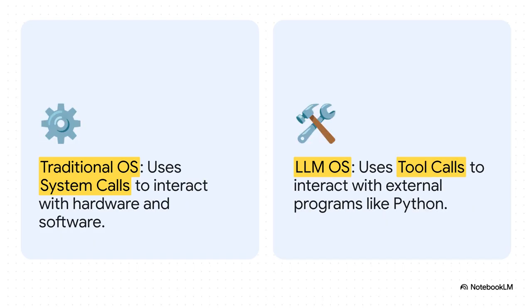But this is where the analogy gets really powerful for us engineers. A traditional OS uses system calls to talk to hardware and other software, right? Well, the LLM OS uses tool calls. In this new world, telling the model to call a Python interpreter, that is the new system call.